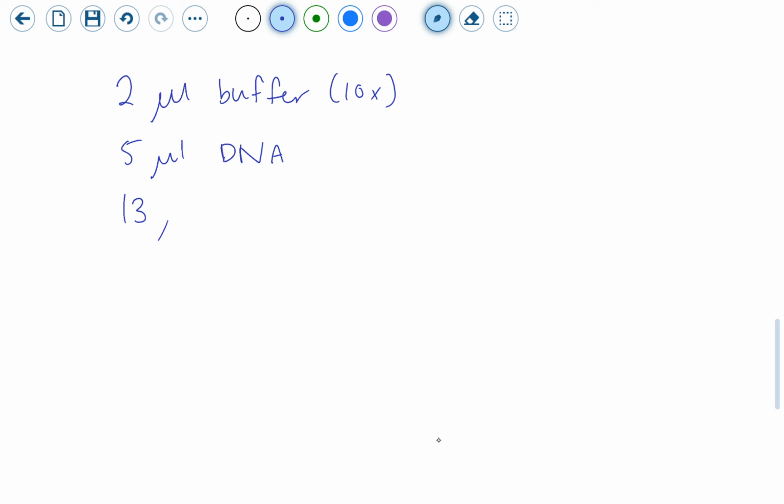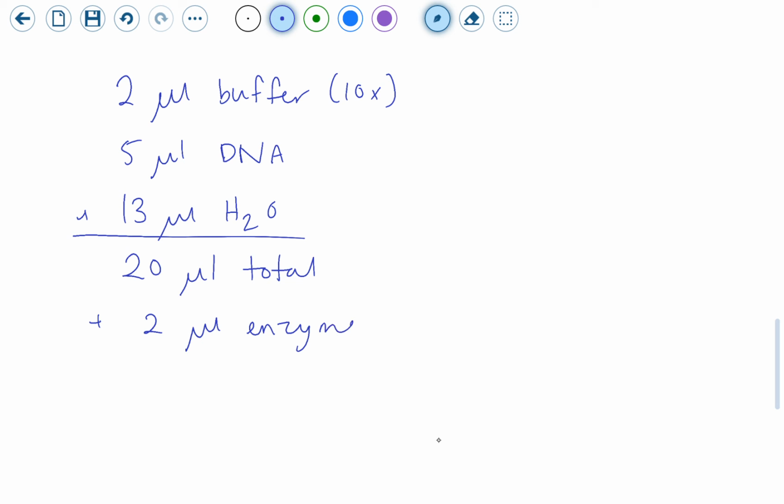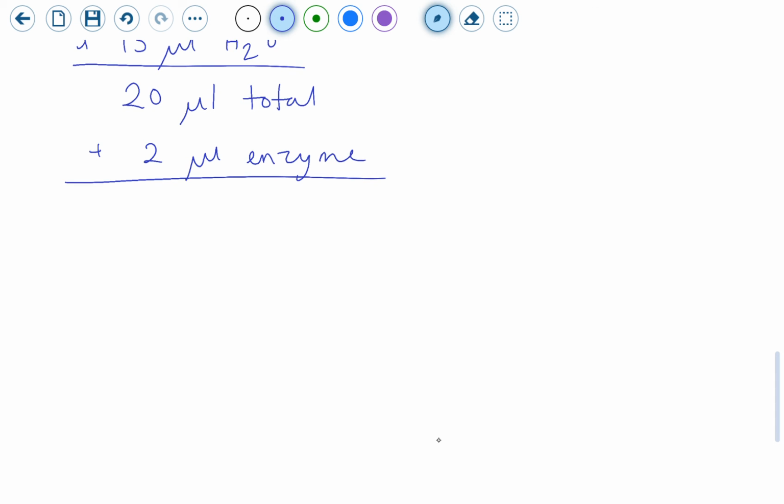So our final reaction is going to look like this. It's going to be 2 microliters buffer, this is at 10x concentration, the 5 microliters of DNA, and this one changes per example, and you bring it up with 13 microliters of water. That adds up nicely to 20 microliters total. And then you add your 2 microliters of enzyme. So per restriction digest, you have 22 microliters total, including your enzyme.